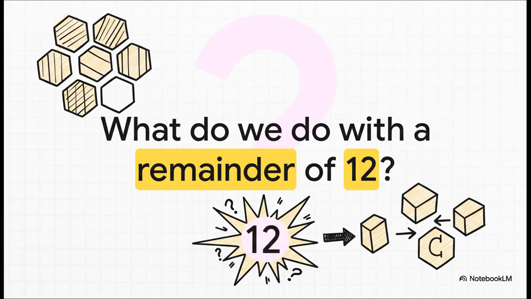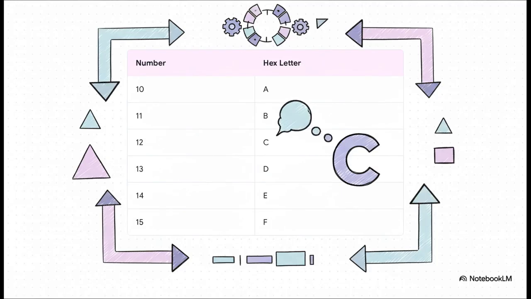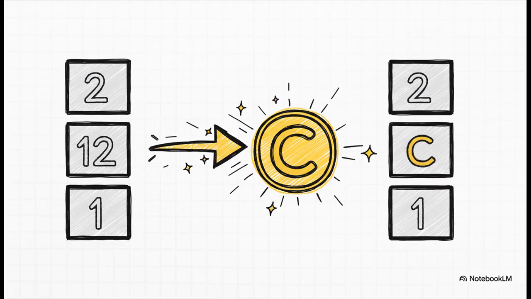But this brings up a problem. In a system where you need single digits, how do you write the number 12? You can't. And this is where hexadecimal has a really clever solution. Meet the hexadecimal decoder ring. Because we can get remainders from 10 all the way up to 15, hexadecimal just assigns a letter to each one. So 10 becomes A, 11 becomes B, and as you can see, our little problem number 12 becomes C. So if we use our new decoder, we can update our list of remainders. We had a 2 from the first step, our 12 now becomes a C, and we had a 1 from the last step. So our pieces are 2, C, and 1.